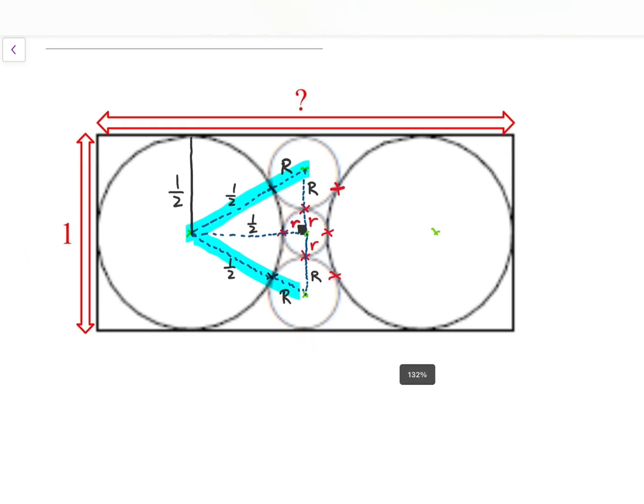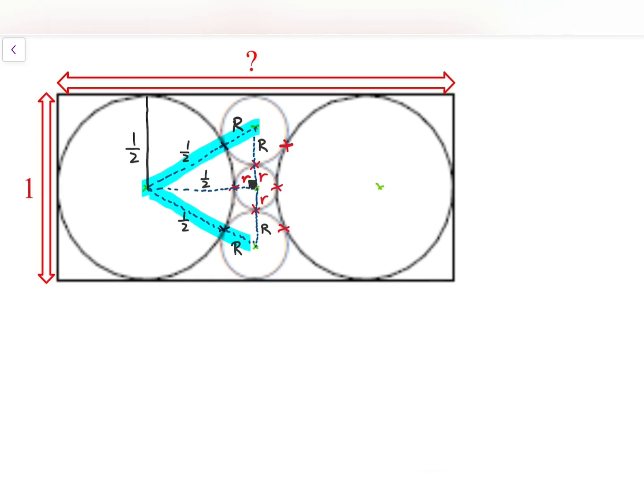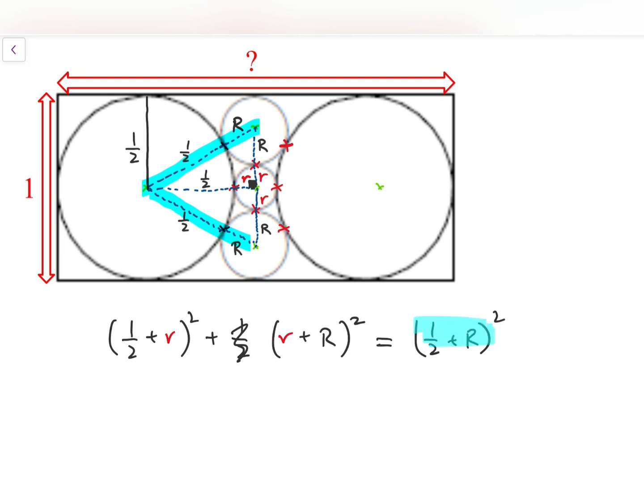So then from this, I'm going to use the Pythagoras theorem, which tells us that 1/2 plus small r all squared plus, sorry, not 1/2, but the other leg of the right triangle, small r plus big R all squared. Maybe I can even use red color for the small r so you can see that more clearly. And that equals the hypotenuse squared, which is 1/2 plus big R all squared, the one I highlighted in blue.